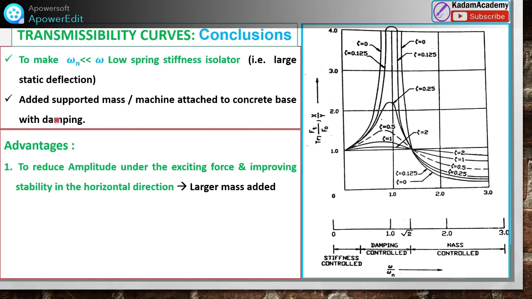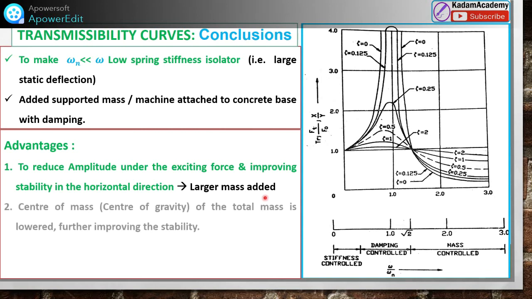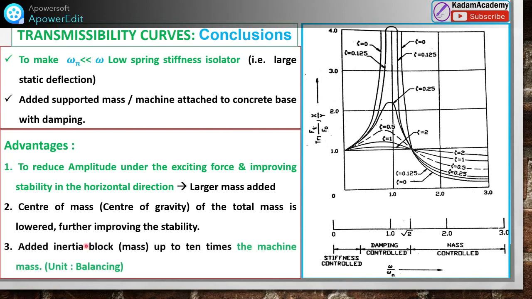So what is the benefit of adding the masses? It will reduce the amplitude under the exciting force. Also, it will improve the stability in the horizontal direction due to the large mass added. The center of gravity of the total mass is also lowered, and by adjusting the distance we can further improve the stability.